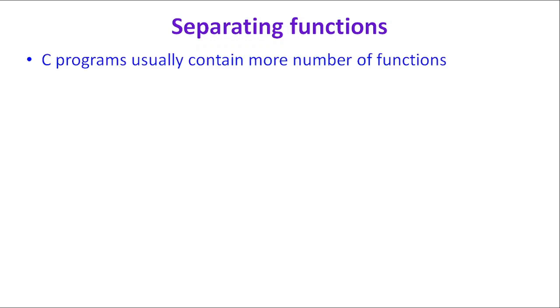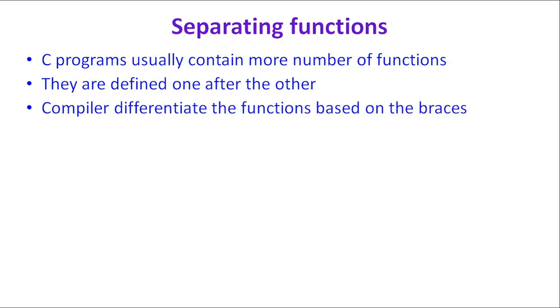Now let us see what delimiter is used to separate functions in a program. As we have seen, we can define any number of functions in a program to make it better readable and easier to debug. We define the functions one by one. Since each function starts with the opening brace and ends with the closing brace, compiler is able to differentiate the functions using their braces. So there is no need of a separate delimiter to differentiate the functions.